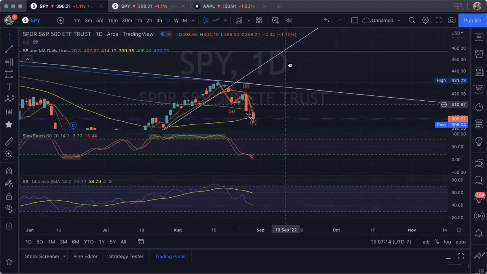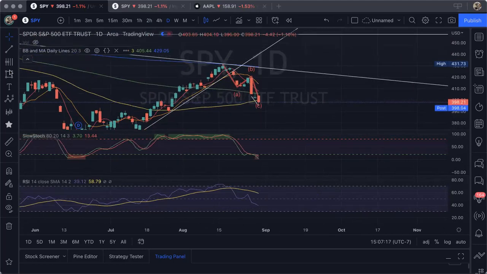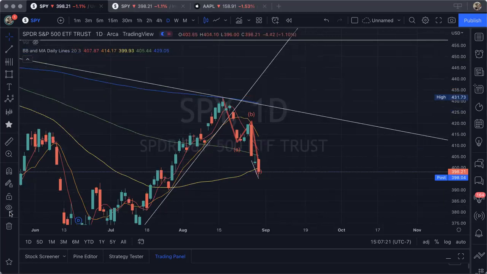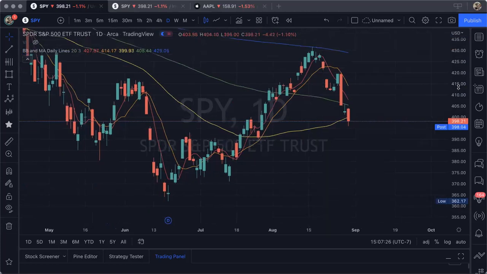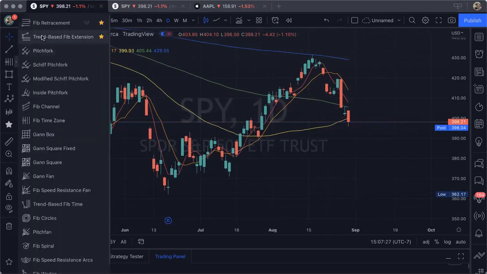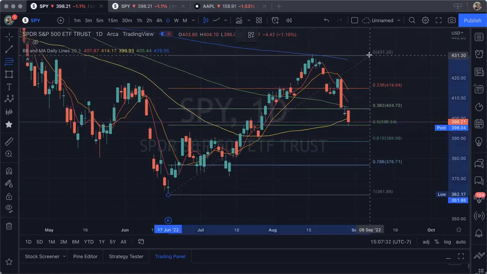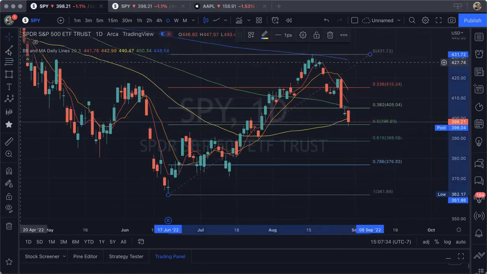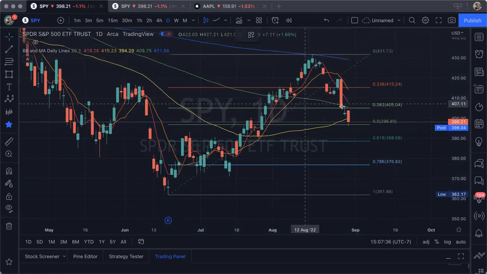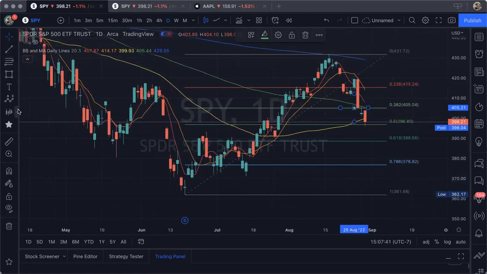Now, remember we have this too. Let's get rid of all that. We'll just get rid of this real quick. Okay, so there already was this that we had drawn from the bottom here to the top here. What we already noticed was that we closed right here at the 0.382, which was really, really nice to see inside that golden pocket. That's good to know, right?